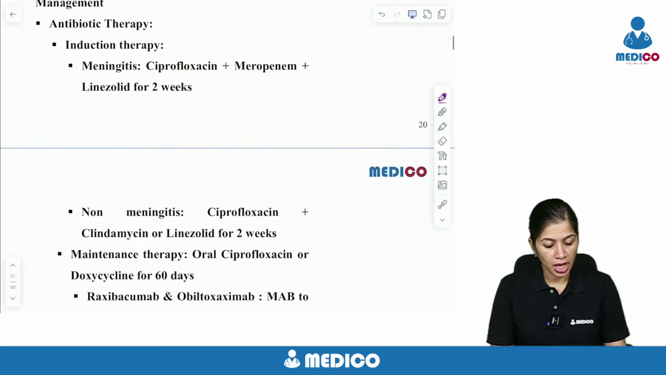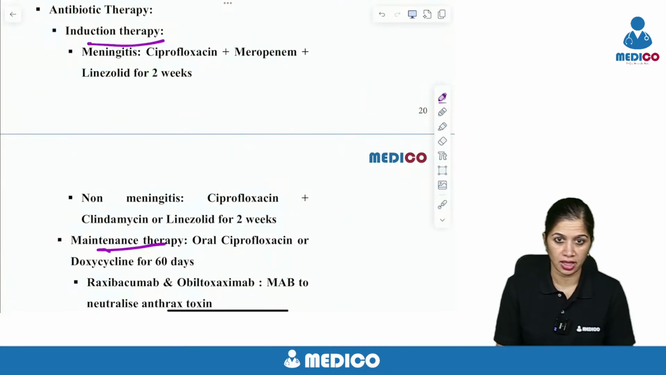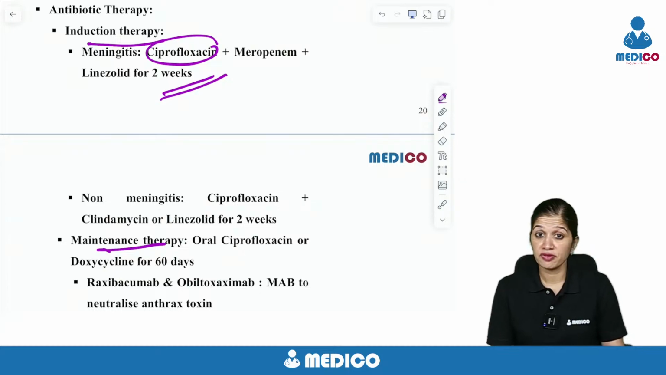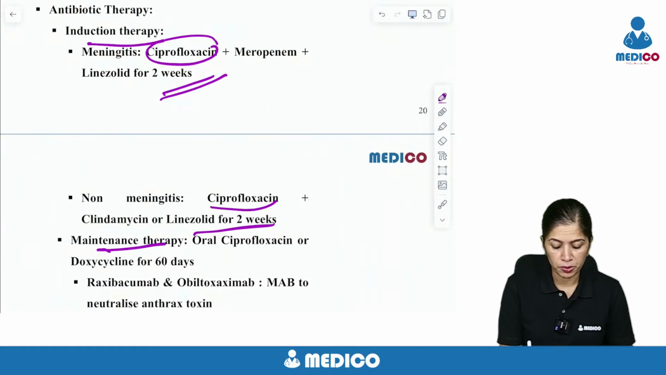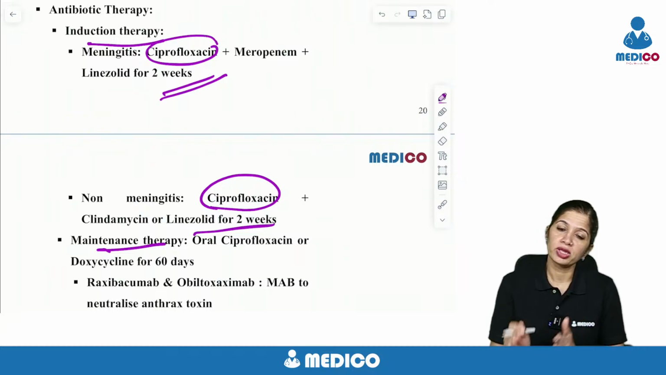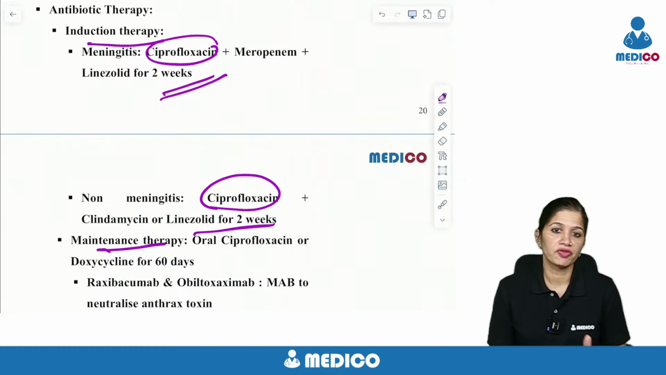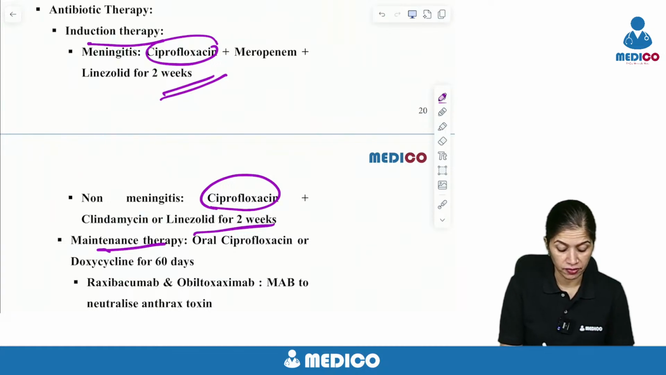Now, when it comes to the management, there is the induction therapy and the maintenance therapy. Induction therapy consists of ciprofloxacin with meropenem and linezolid for 2 weeks, and that is if it is meningitis. Whereas for non-meningitis, it is ciprofloxacin with either clindamycin or linezolid for 2 weeks. So, ciprofloxacin is there only. It's meropenem with linezolid for meningitis, whereas it is clindamycin or linezolid if it is somewhere else, but both are for 2 weeks. And maintenance therapy, you can continue with ciprofloxacin or you can give doxycycline for 60 days.